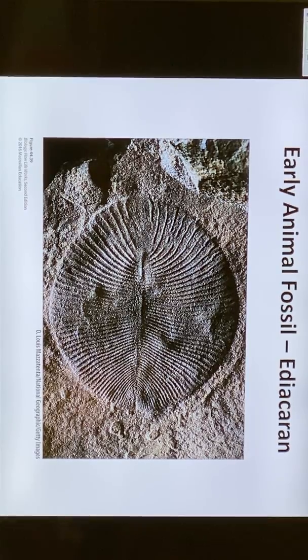So the earliest animal fossils are pretty simple. And they're things that if you looked at a fossil, you would not think that's an animal. Many of them have some sort of radial symmetry to them. So many of them were probably something like filter feeders.